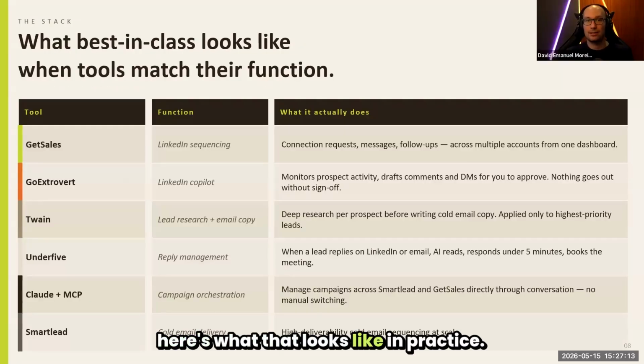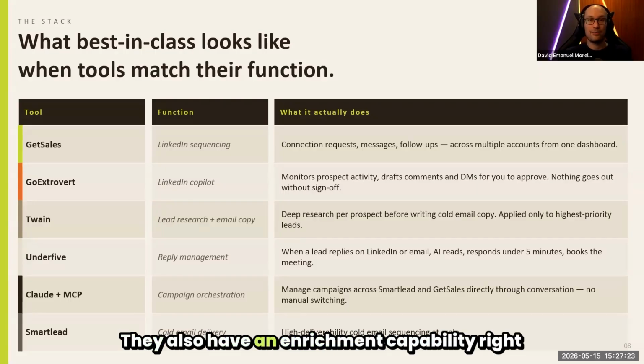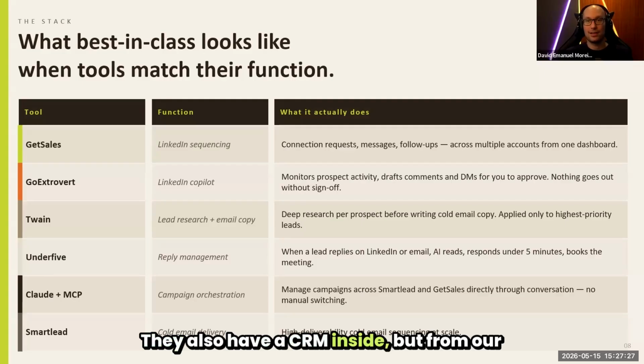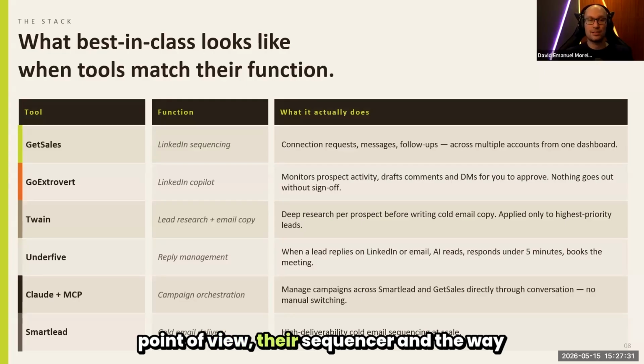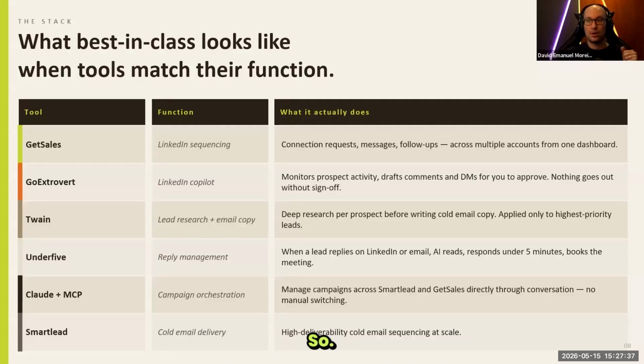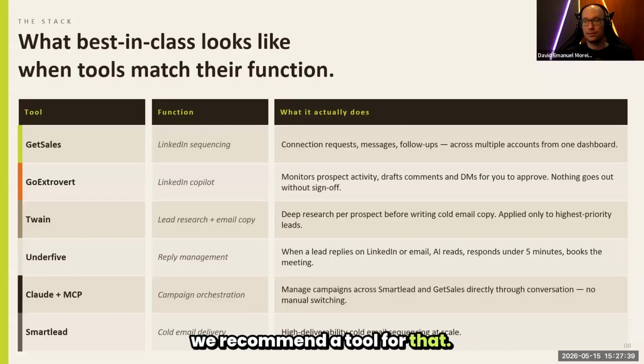Here's what that looks like in practice. So, for example, GetSales is a great tool for LinkedIn sequencing, like automation. They also have an enrichment capability right now. They also have a CRM inside. But from our point of view, their sequencer and the way they keep your LinkedIn account safe is top level. So we recommend the tool for that.